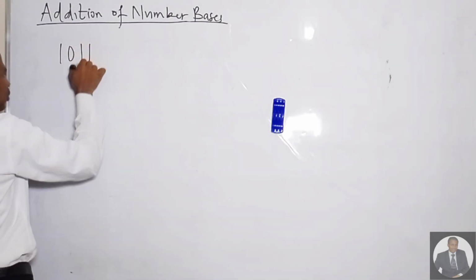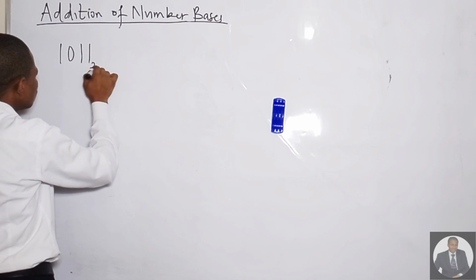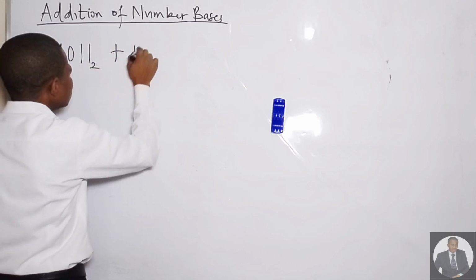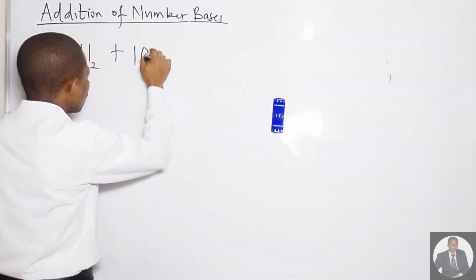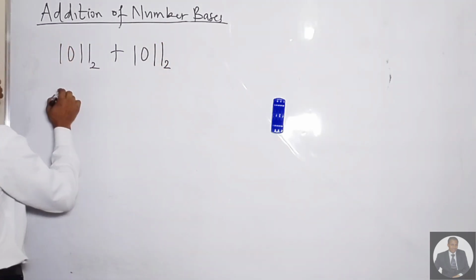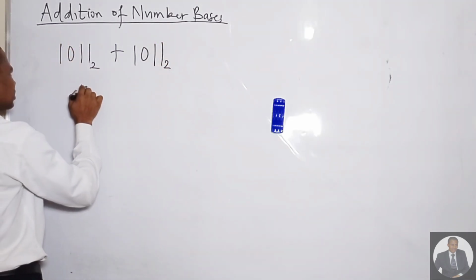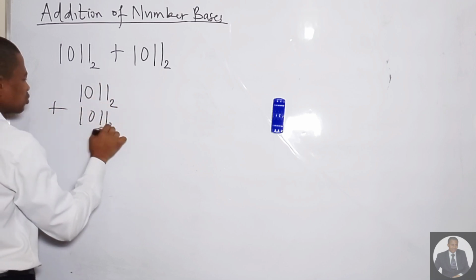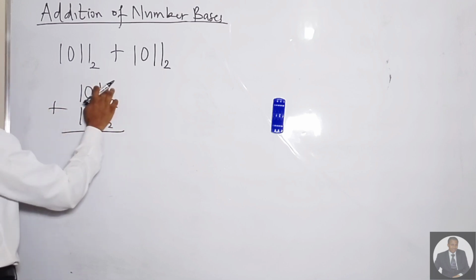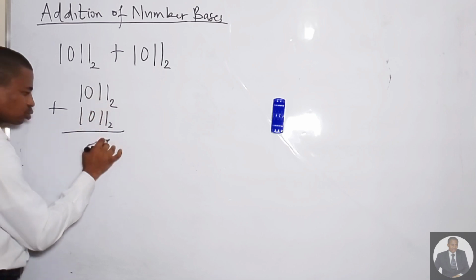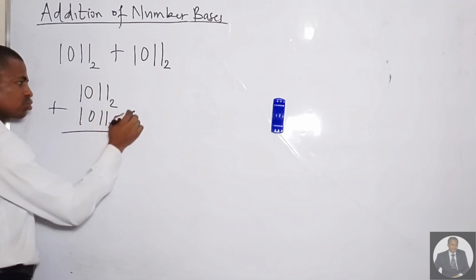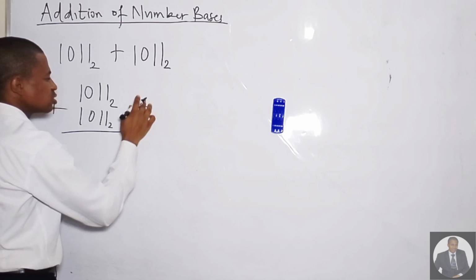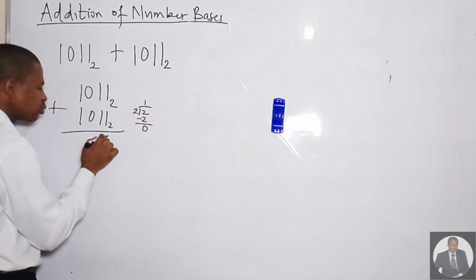Next, 1, 0, 1, 1 base 2. We have to add it to 1, 0, 1, 1 base 2. So we say 1, 0, 1, 1 base 2 plus 1, 0, 1, 1 base 2. 1 plus 1 is 2. We cannot write 2 because it's in base 2. So we divide 2 by 2. How many 2 is in 2? 1. It remains 0. So we write what remains.